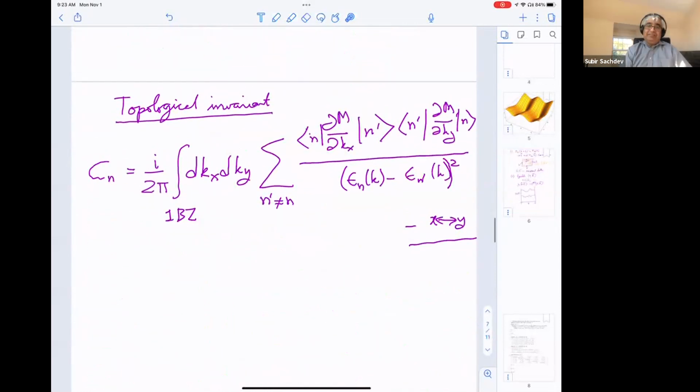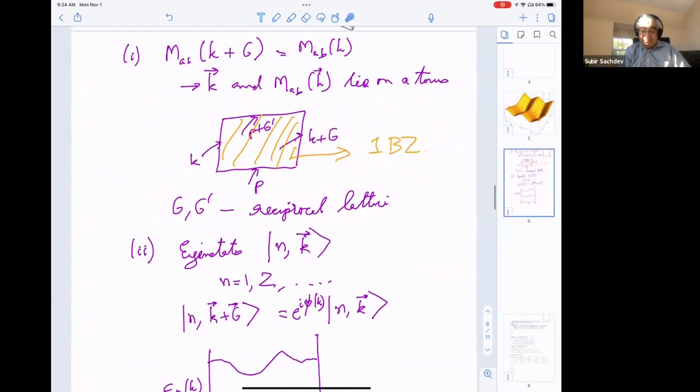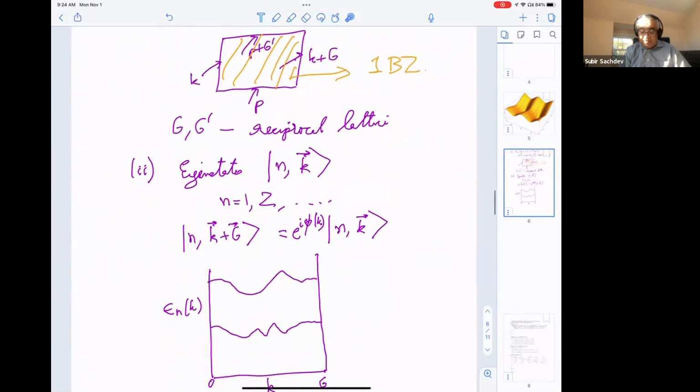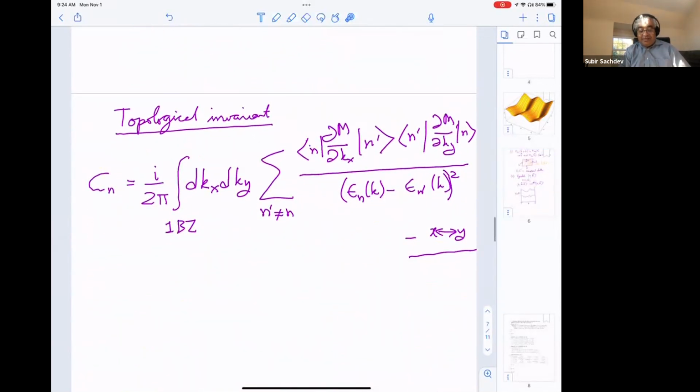And furthermore, it's always an integer. The integer property follows from the periodicity of the Hamiltonian in the first Brillouin zone and the arbitrariness of the phase by an overall factor. Okay, so first of all, let's make sure that at least it has the possibility to be an integer. Just do a dimensional analysis. The numerator has two factors of M, which is two factors of energy, and the denominator has two factors of energy, that's energy squared.